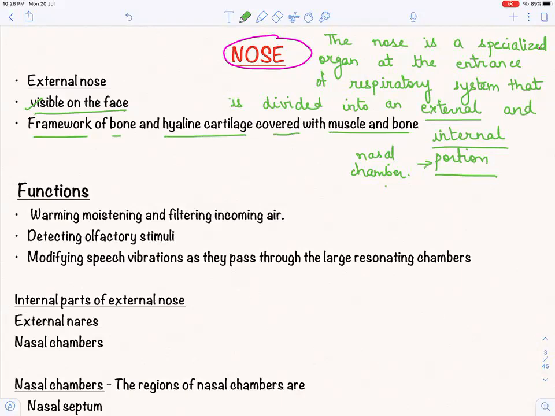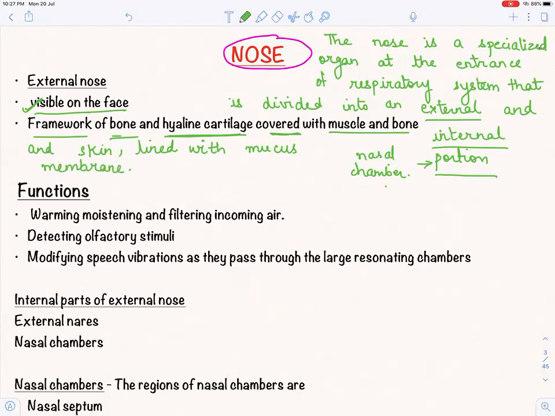So the external nose is the portion of the nose visible on the face and consists of a supporting framework of bone and hyaline cartilage covered with muscle and skin, and it is lined with a mucous membrane, right?